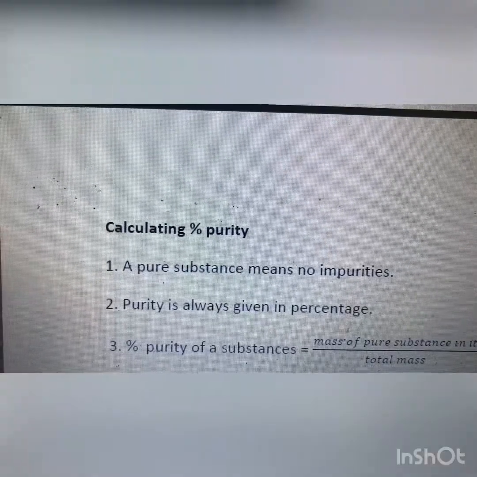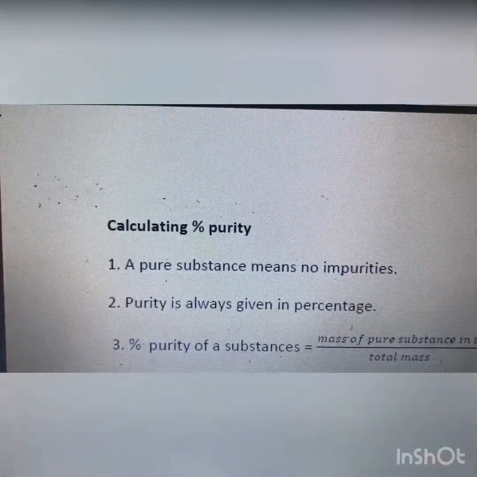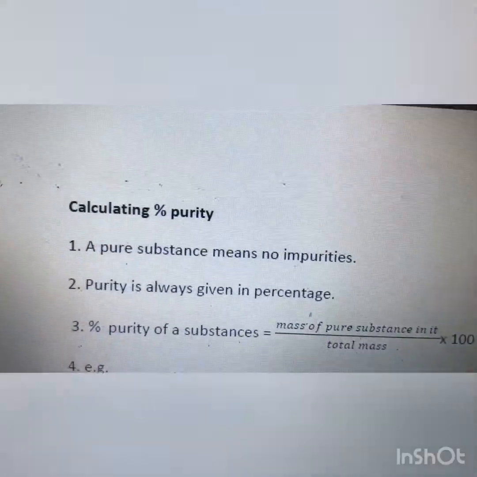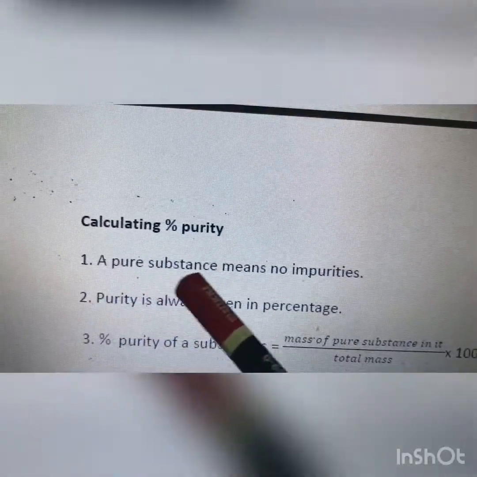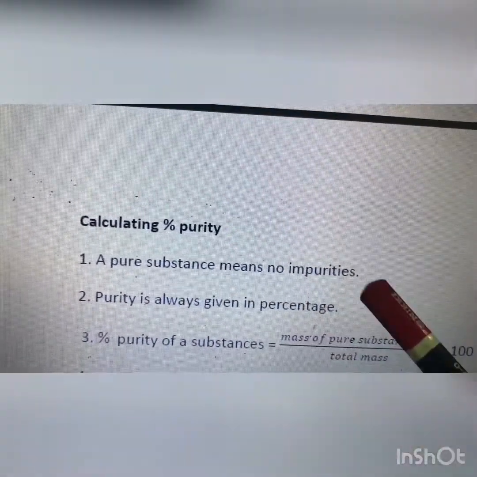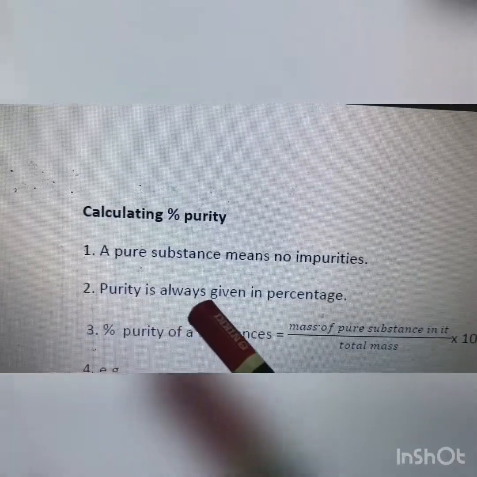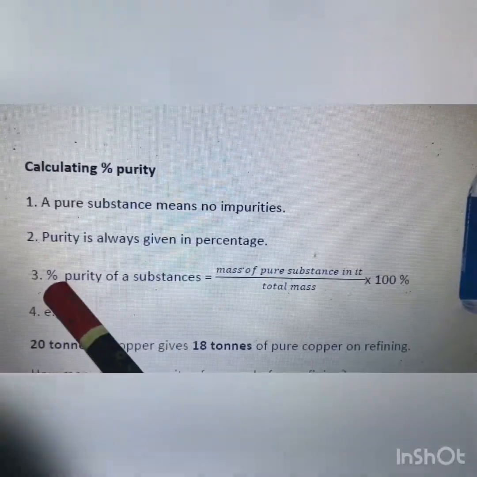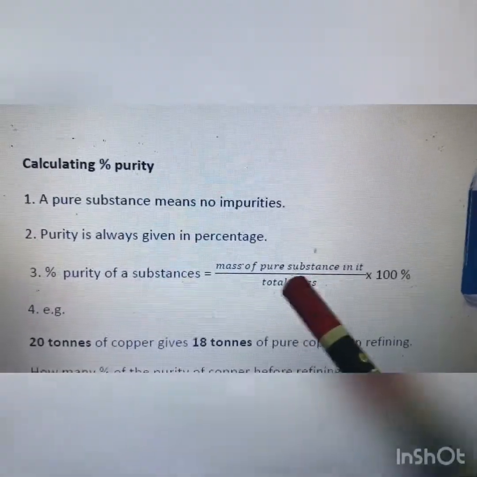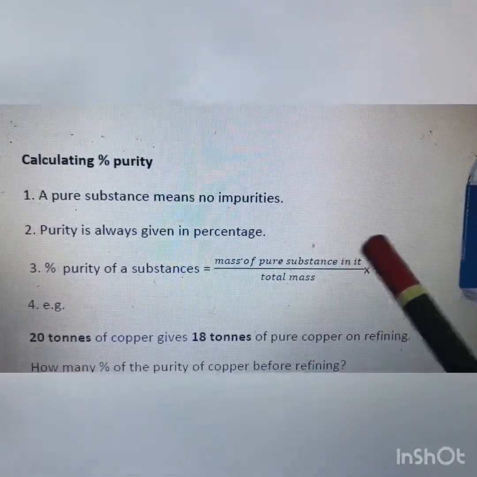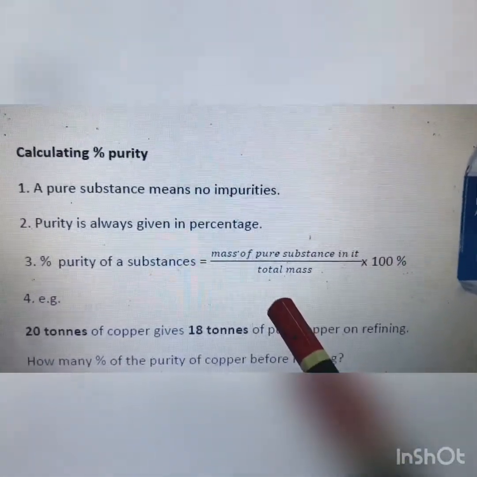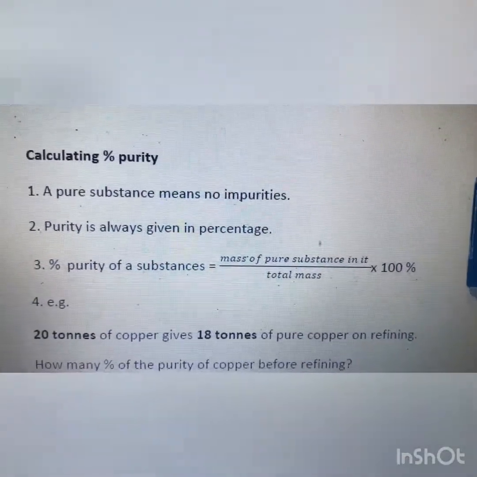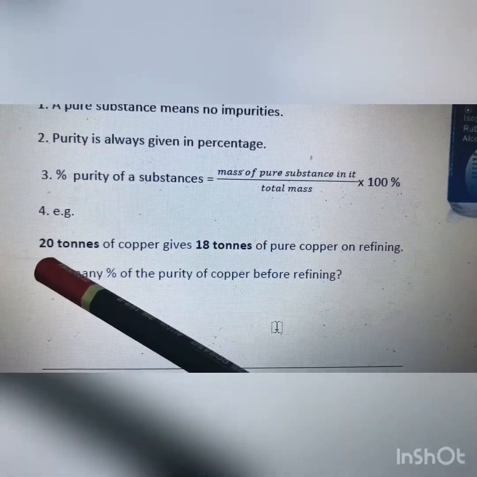Okay, the next topic is about calculating percentage of purity. What do you mean by purity? A pure substance means no impurities. So purity is always given in percentage. The formula for the percentage of purity is the mass of pure substance in it divided by total mass times 100.